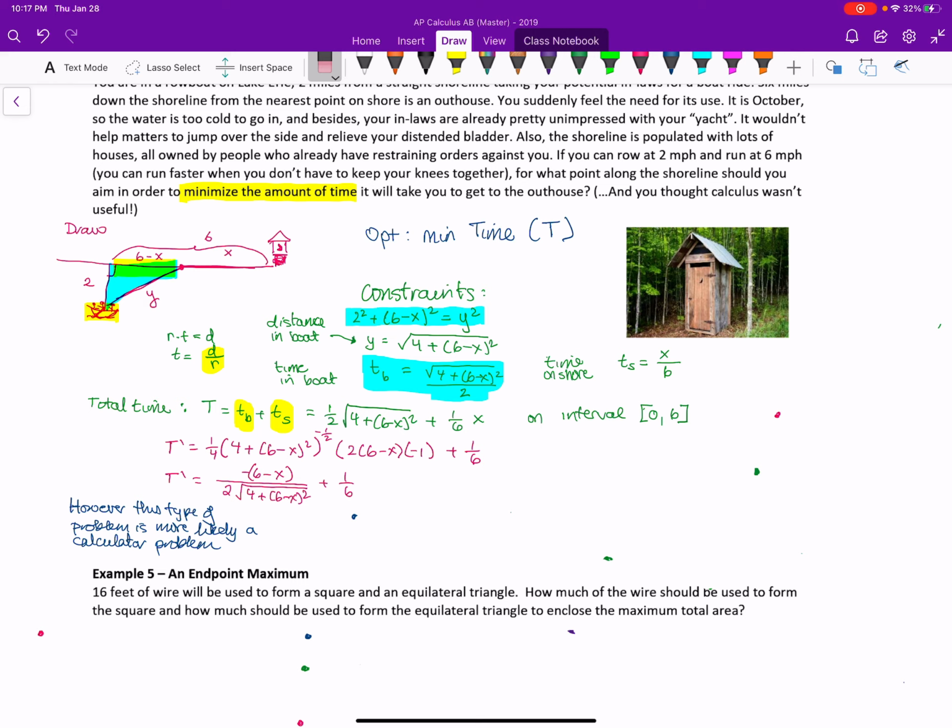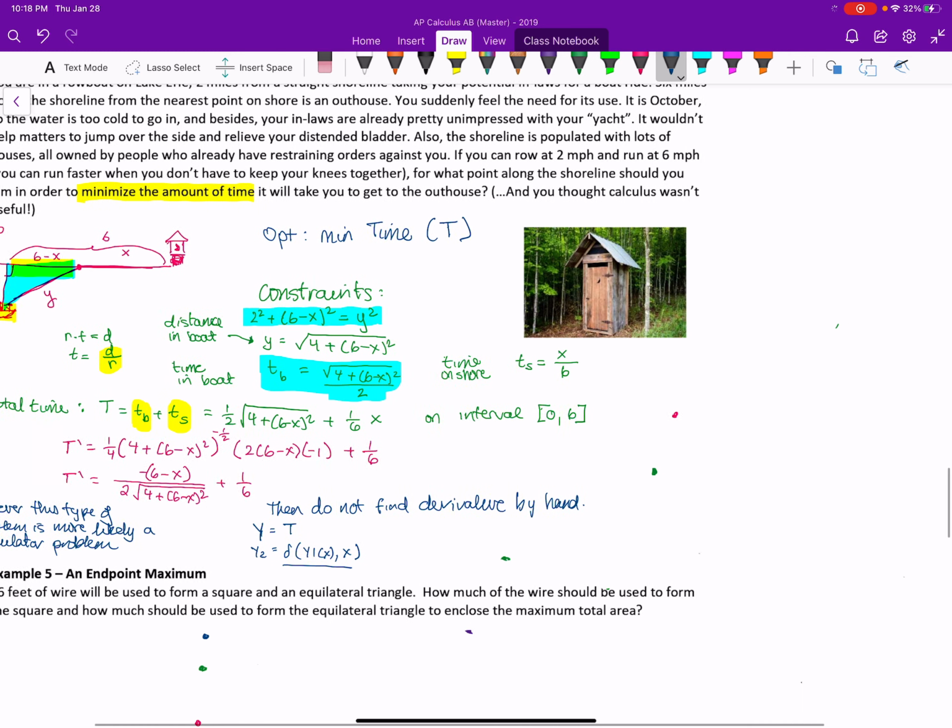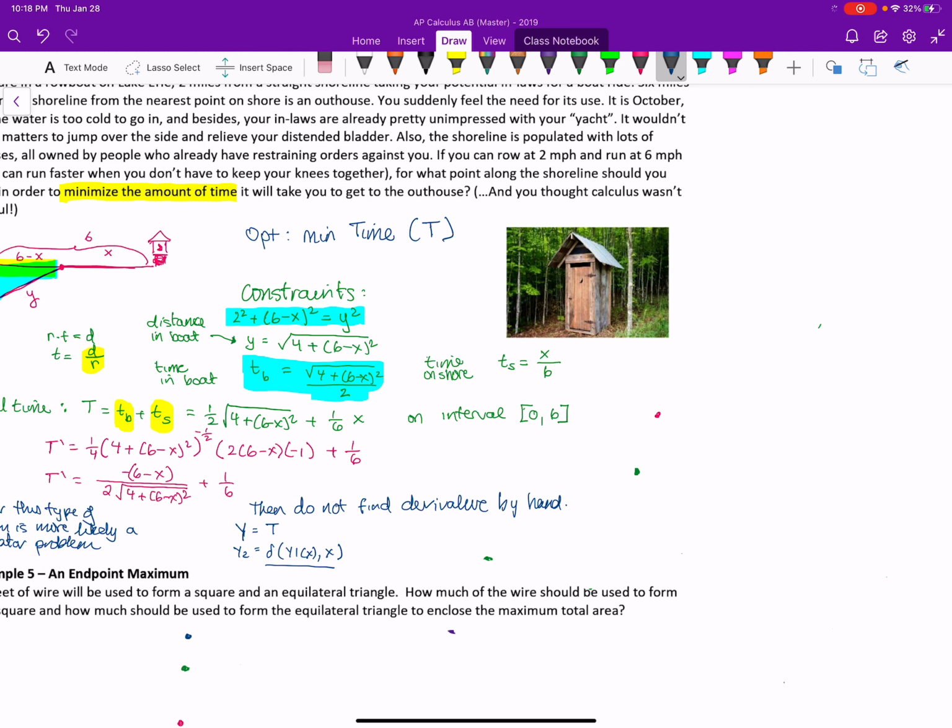And then you will take the calculator. I'm going to show a video, I'll put it underneath here, of how to use the TI-89 to do this particular problem. Then you do not find the derivative by hand. You're just going to let y1 equal whatever the t function was. And then you could actually ask y2 to find the derivative there and plot that if you wanted to, or you could do it in the home screen. There are lots of options there that we can talk about.